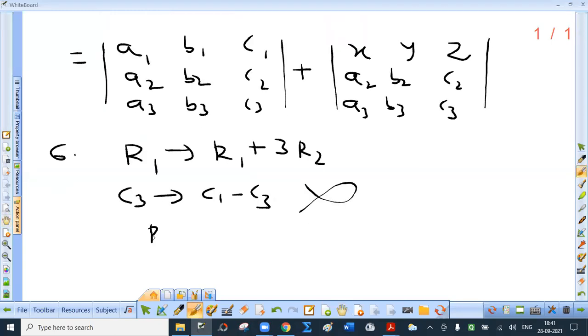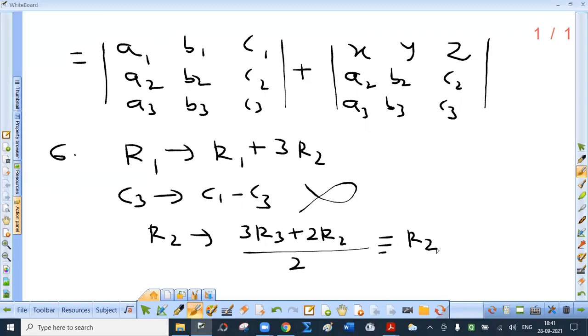If I say R2 changes to 3R3 plus 2R2 upon 2, is this transformation valid? Apparently it looks like it is not valid, but it is valid. Why? Because simplify, split numerator, 2R2 upon 2 is R2 plus 3 upon 2 R3.